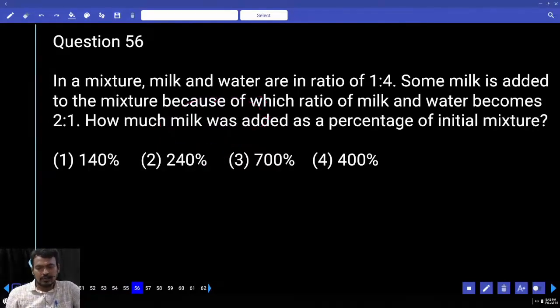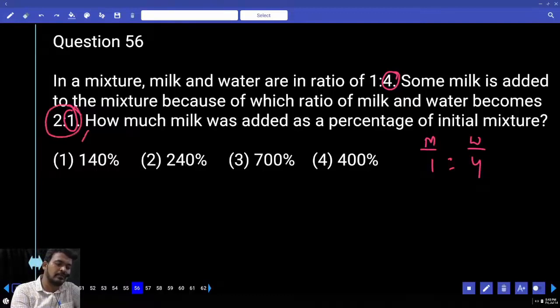Some milk is added to the mixture, because of which the ratio of milk and water becomes 2:1. How much milk was added, as a percentage of the initial mixture? Initially milk and water are in the ratio 1:4, and here only milk is added. Milk is added means water is constant. What is the water in the first one? 4 parts. But water in the second one is 1 part, so the second ratio is multiplied by 4 times: 2 into 4 is 8, 1 into 4 is 4. Water stays constant, so milk is increasing by how many parts?